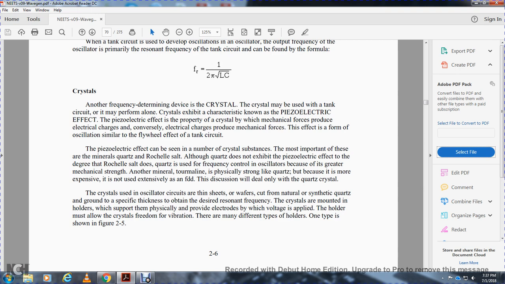Crystals are used in an oscillator circuit, made from a thin sheet wafer cut from natural or synthetic quartz with a specific thickness to obtain the desired resonant frequency. Crystals are mounted in a holder with electrodes so that voltage can be applied, but the holder must allow the crystal freedom of vibration.